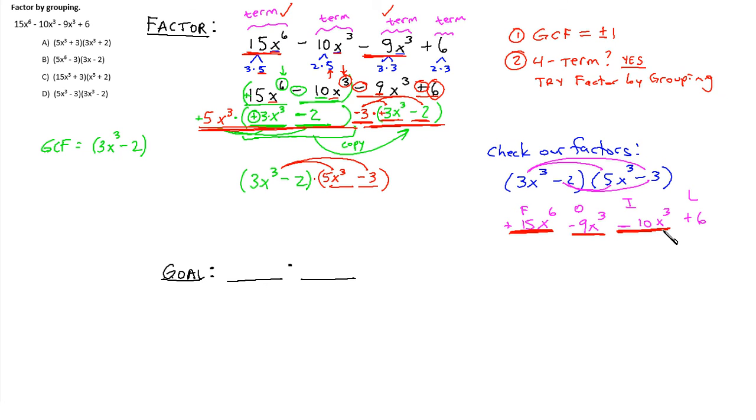The I partial product gave us a negative 10x to the third. Do we have that in the original? Yes, we do. We're getting all these terms back. And then our last partial product is a positive 6. And sure enough, here's a positive 6. So we have checked that our factors are correct, and they are correct.